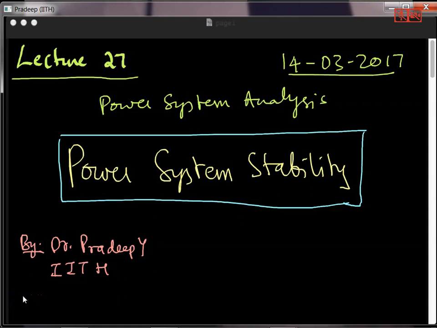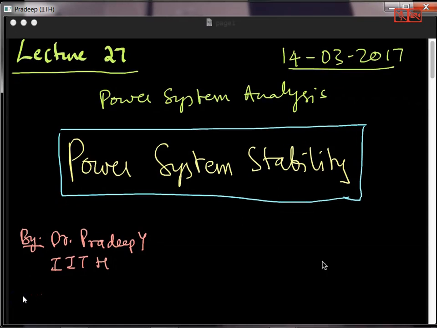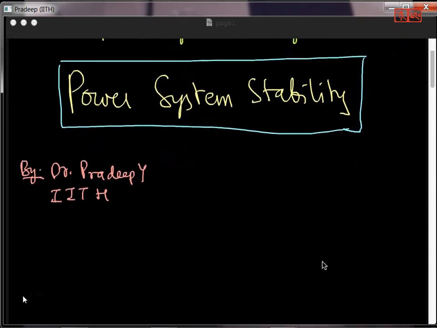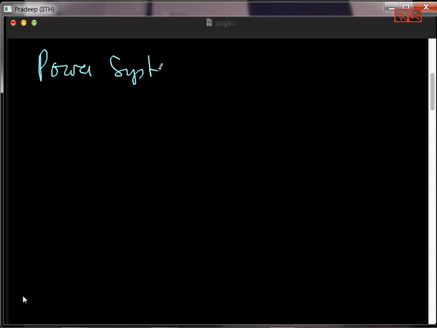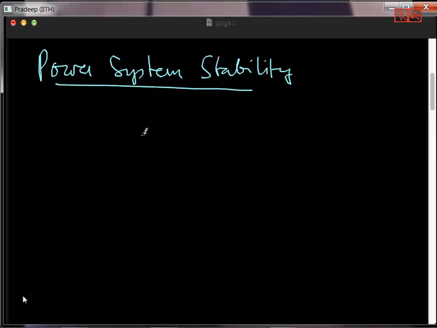This is just one lecture. Normally power system stability is like a full course. But today we are going to see just a very basic overview of this topic. We cannot go in depth because power system stability is actually a full course. So let me give you an idea of what we mean by power system stability.